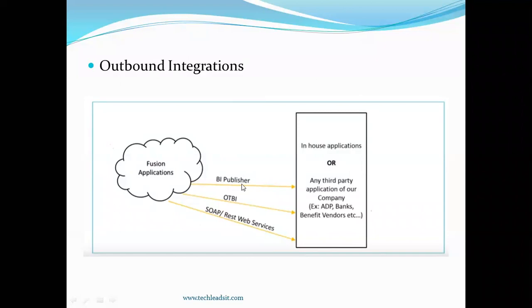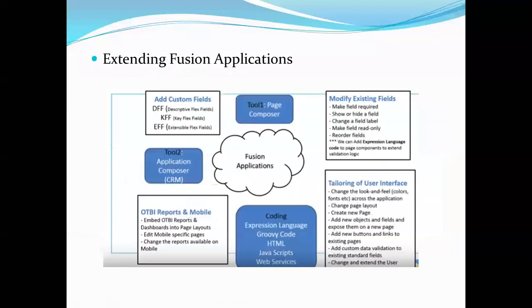You develop a BI Publisher report, and this BI Publisher report will be called from integrations, and this integration will send the data from Fusion to third-party systems. This is a kind of outbound pattern.